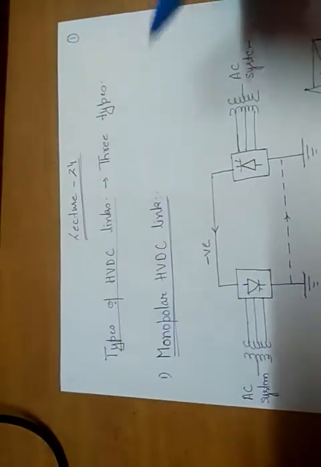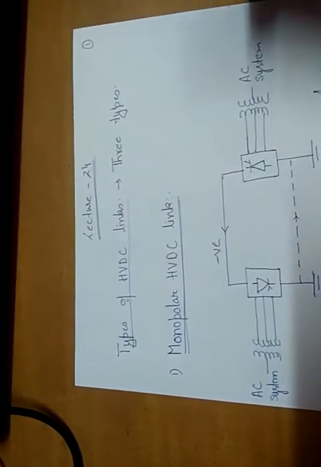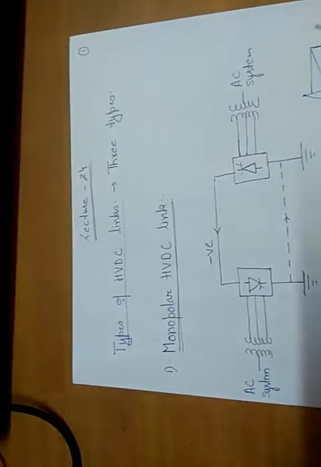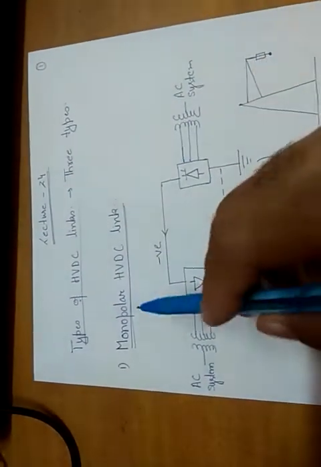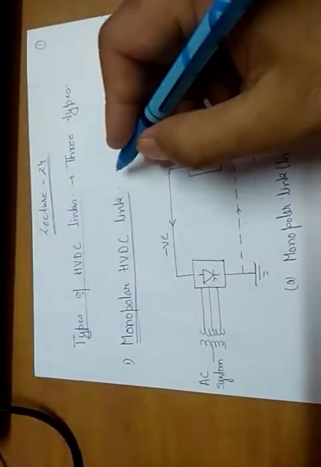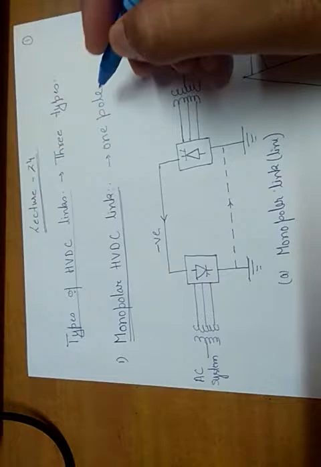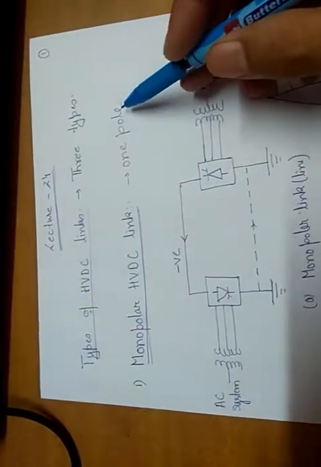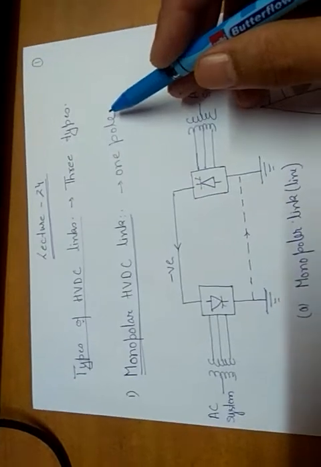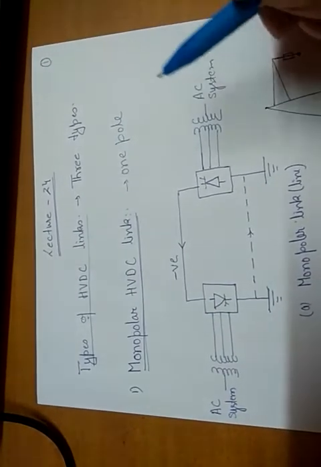Now next, coming to the types of HVDC links. How many types of links do we have? We have three types of HVDC links. The first type is the monopolar HVDC link. Monopolar means one pole. Here pole means conductor, so only one conductor is used for power transfer, and for the return path we are using earth.